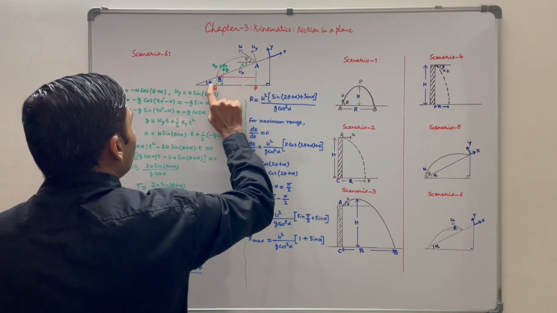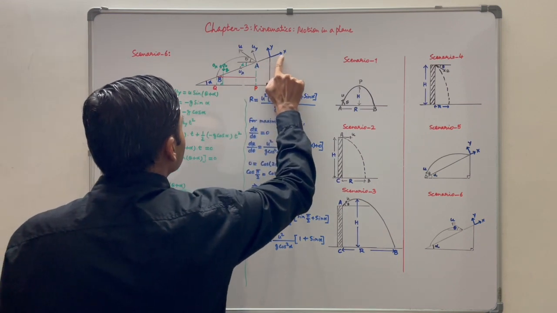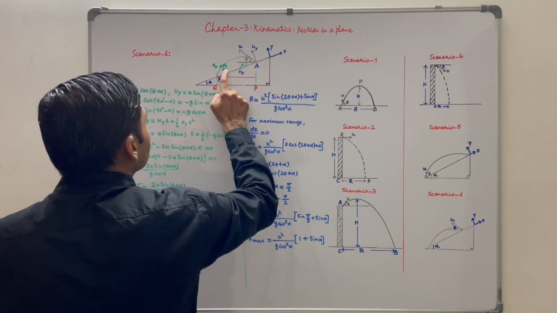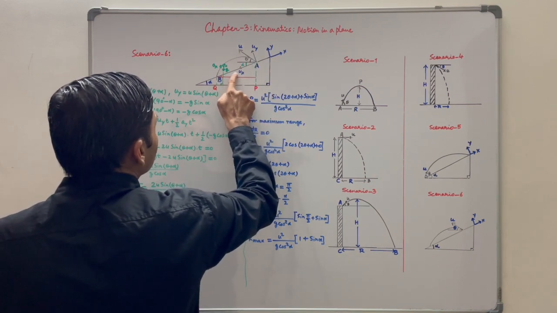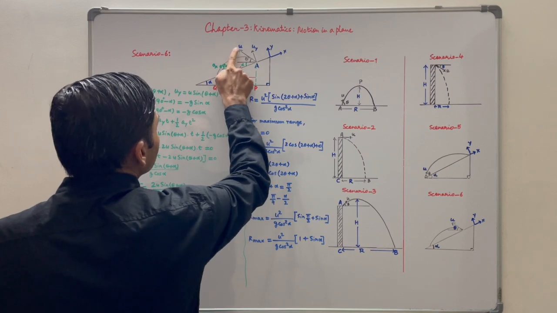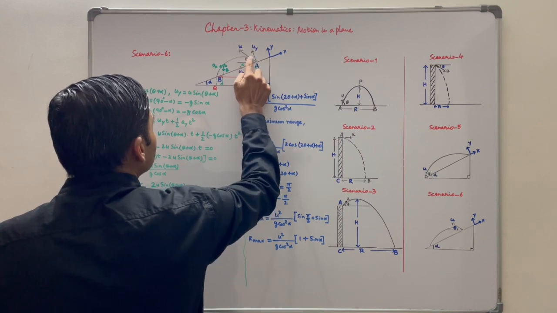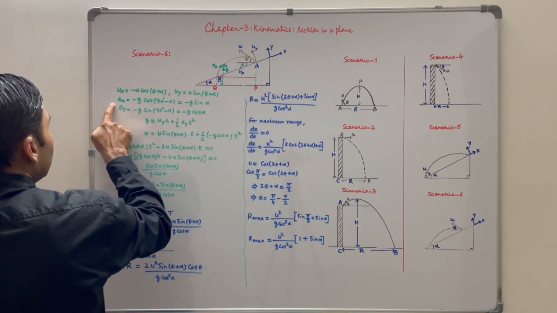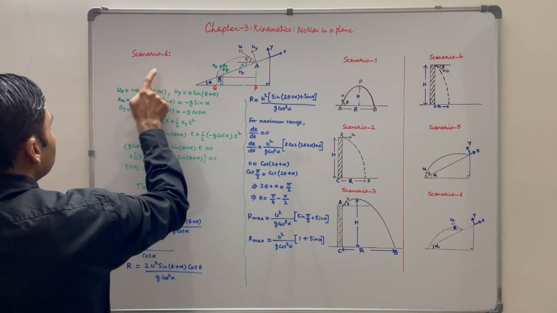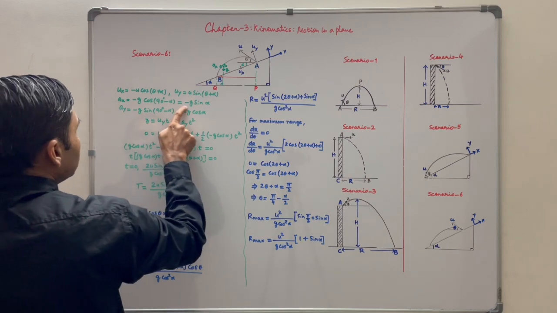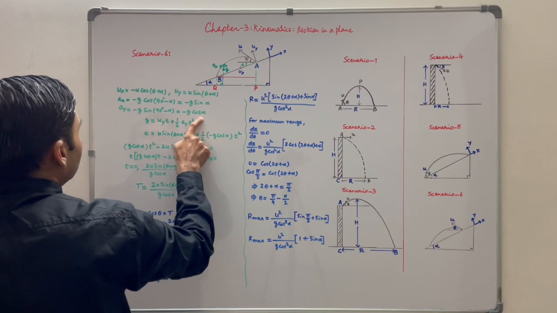This angle is equal to alpha as this is parallel to this and this is transversal. So angle this is equal to angle this. So component of u along this plane, that is ux, will be equal to minus u cos(theta plus alpha) and uy is equal to u sin(theta plus alpha). Ax and ay will be same as explained in scenario number 5. So ax is equal to minus g sin alpha and ay is equal to minus g cos alpha.